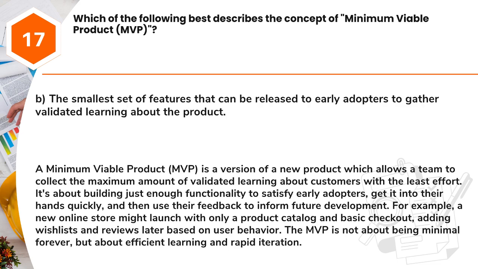Answer: B. The smallest set of features that can be released to early adopters to gather validated learning about the product. A minimum viable product, MVP, is a version of a new product which allows a team to collect the maximum amount of validated learning about customers with the least effort. It's about building just enough functionality to satisfy early adopters, get it into their hands quickly, and then use their feedback to inform future development. For example, a new online store might launch with only a product catalog and basic checkout, adding wishlists and reviews later based on user behavior. The MVP is not about being minimal forever, but about efficient learning and rapid iteration.